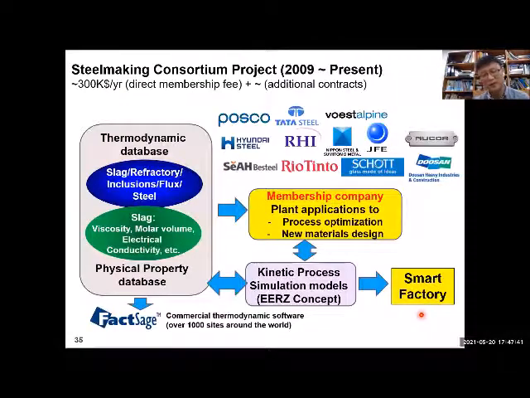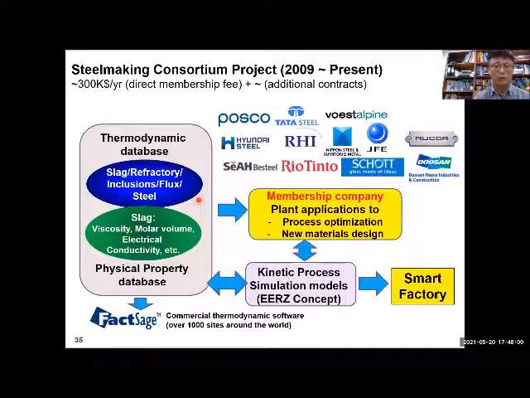Luckily, I convinced a lot of the steelmaking companies around the world, and told them why we have to develop the thermodynamic database and what the value of it is. All these 12 companies around the world were convinced, and they have supported my research since 2009. We even have 2 Japanese companies, Nippon Steel and JFE.